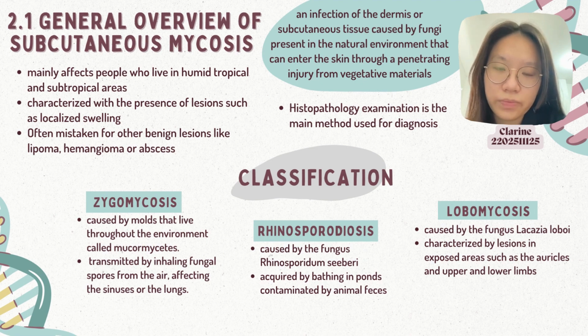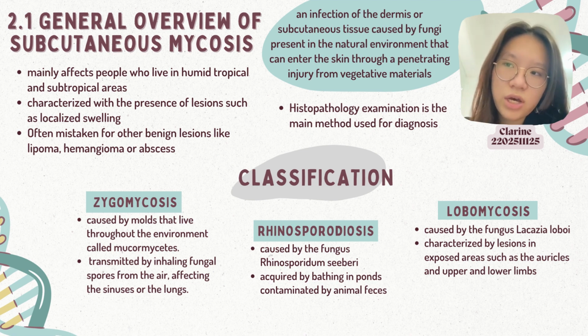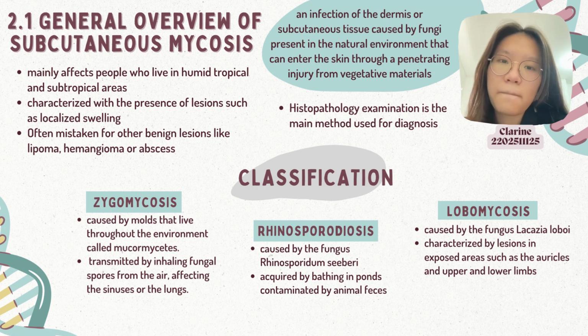It is an infection of the dermis or subcutaneous tissue caused by fungi present in the natural environment that can enter the skin through penetrating injury from vegetative materials. It mainly affects people who live in humid tropical or subtropical areas, and it is most commonly found in adult males that often come in contact with soil and vegetation, such as farmers. They are characterized by the presence of benign lesions such as localized swellings, but can often be mistaken for other benign lesions such as lymphoma, hemangioma, or abscess. The main diagnostic method for subcutaneous mycosis is histopathology examination.